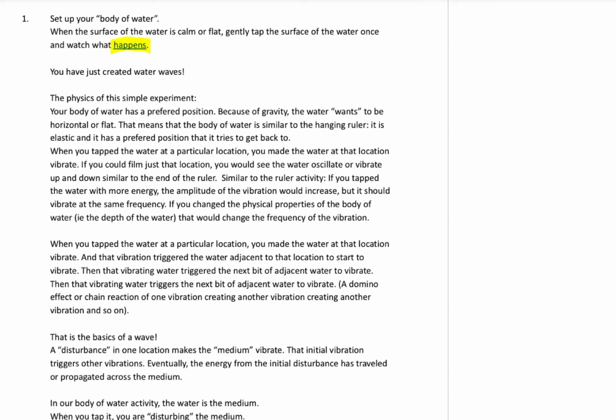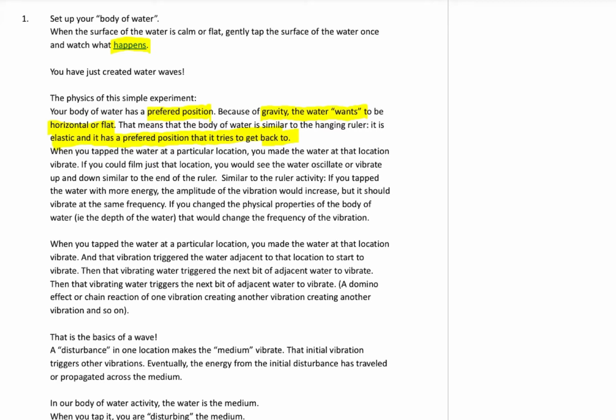Okay, the physics of this rather simple experiment. Vibrations are always something elastic, something that wants to get back to its preferred position. If we think about your little body of water, gravity is kind of the driving force, and it wants that body of water to be perfectly horizontal or flat. So in a way, kind of like the hanging ruler, if the water ever gets disturbed and isn't perfectly flat, then it tries to get back to that preferred position, which means we can call it elastic.